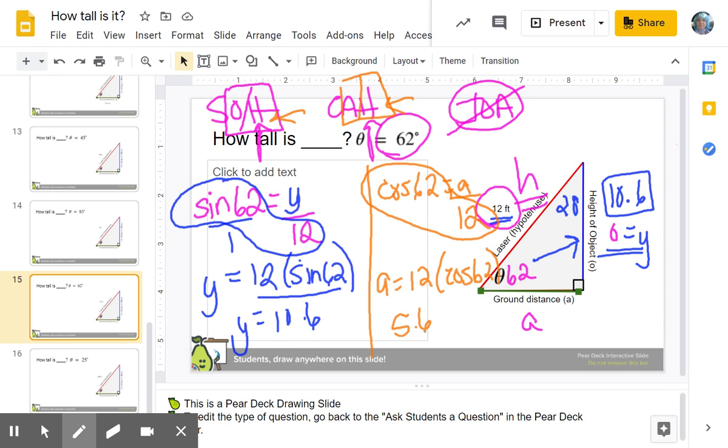5.6, I think, again, sounds super reasonable because it's opposite that small side. So it should definitely be the smallest answer. Yay!